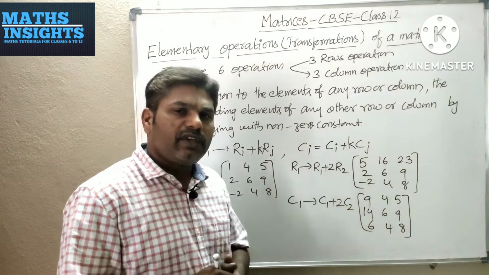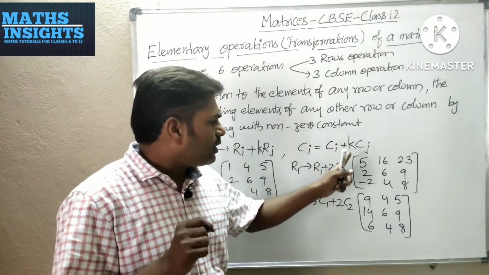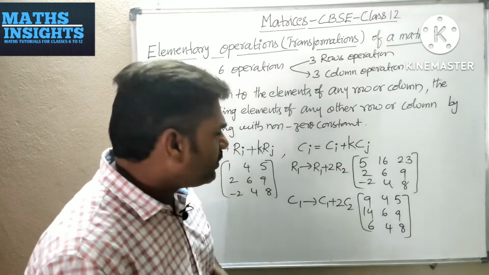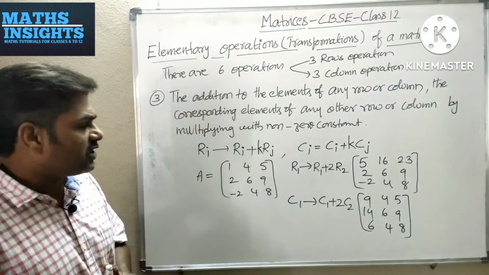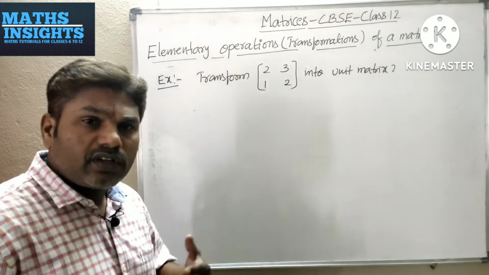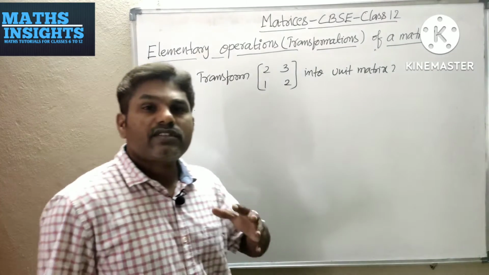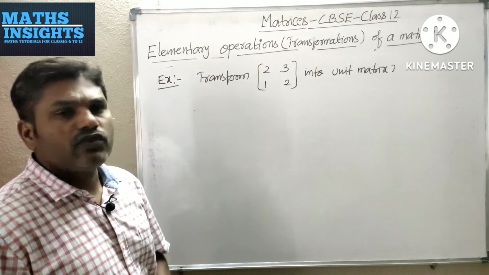Similarly, Ci means if you want to add to the elements of any column by multiplying any elements of another column with k, this will become the third transformation. I am taking a question to give you a better understanding, a better view on all these transformations. Transform the matrix 2 3 1 2 into a unit matrix.